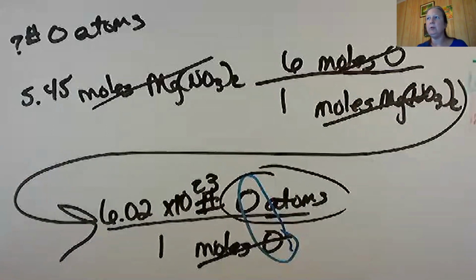And then if initially you set something up, oh wait, I can't go directly there, I have to add a couple more steps, it's easy to erase the units and put those more steps in there. I don't have a calculator in front of me to multiply 5.45 times 6 times 6.02 times 10 to the 23rd, but whatever that answer is, it will have 3 sig figs. The relationship with the 6 moles of oxygen per 1 mole of magnesium nitrate is an exact number. It's not used for sig figs. Okay, back to the slides.